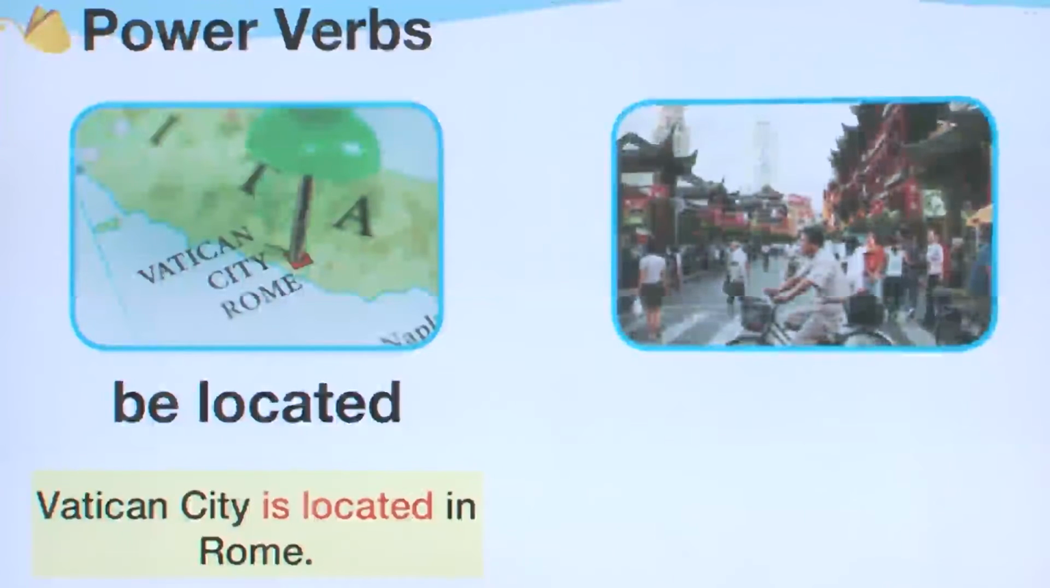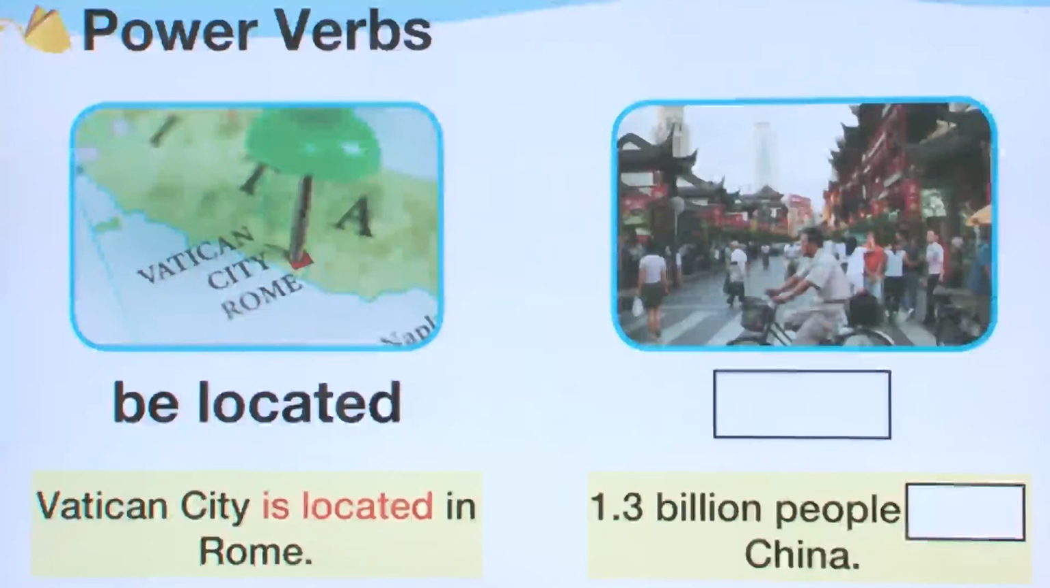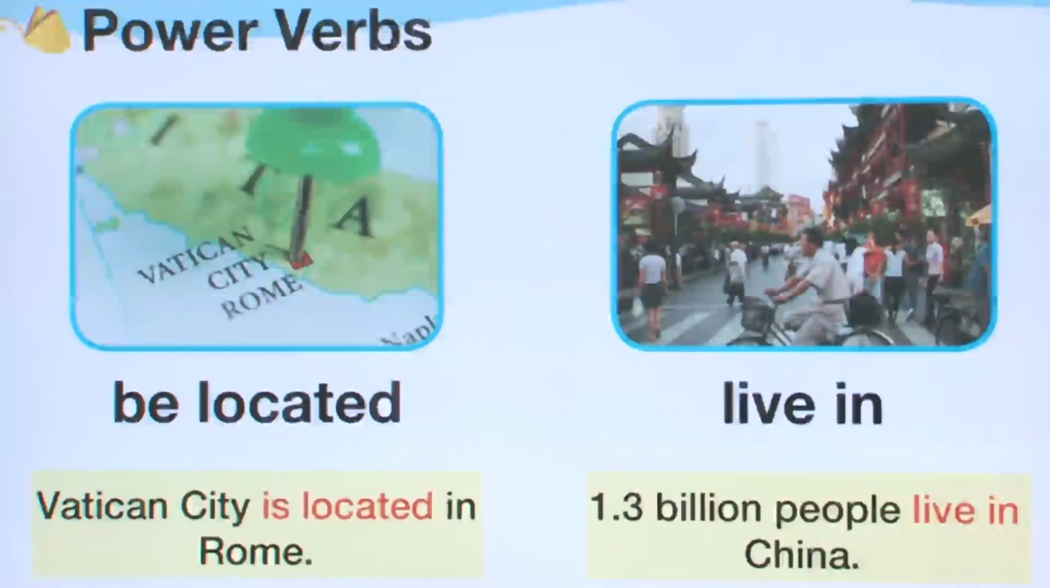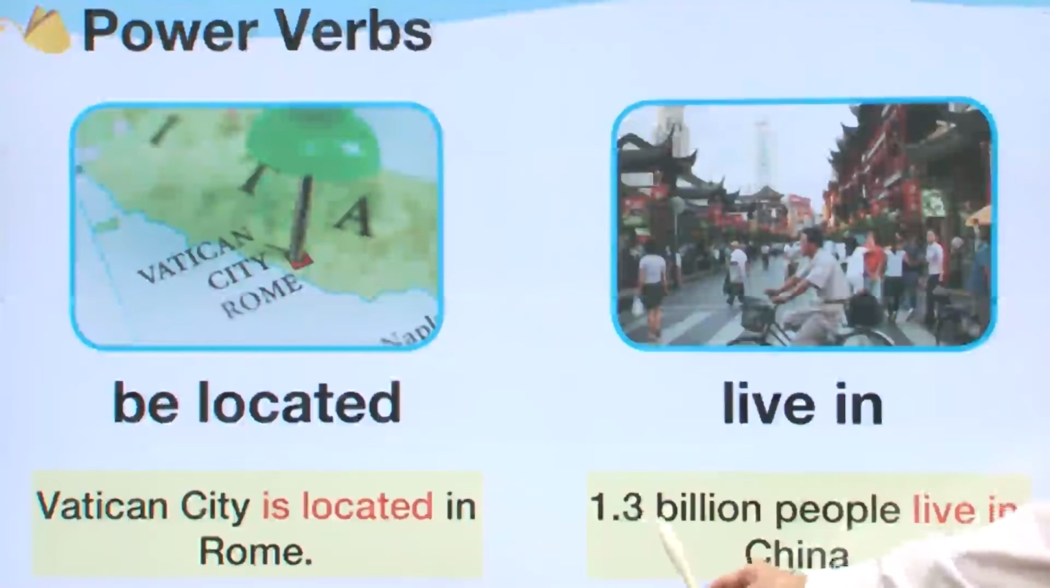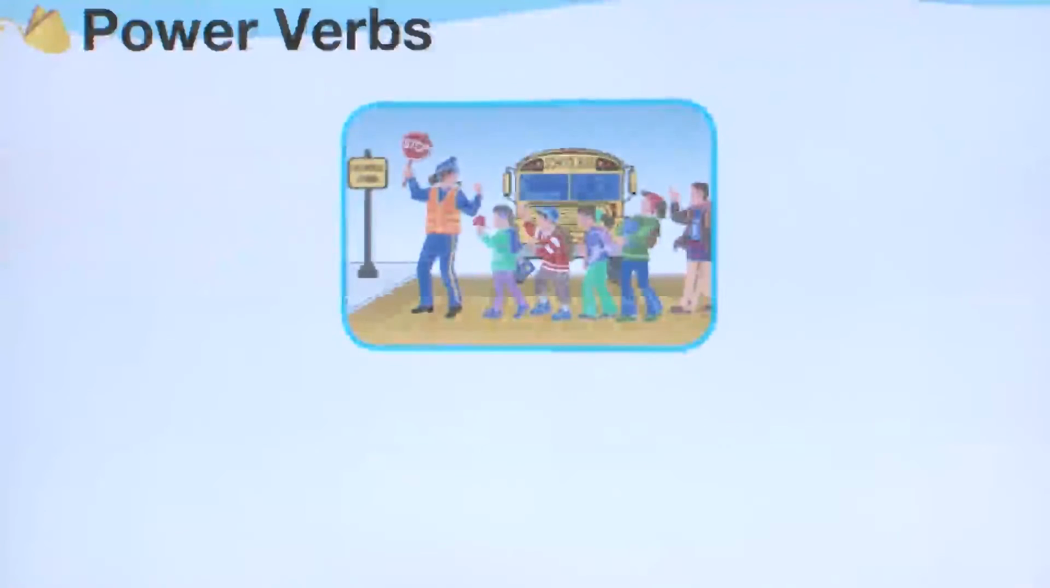Now, what's this one? 1.3 billion people blank China. What's the verb? Live. Live in. Now, let's look at that number. 1.3 billion people live in China. That's a lot of people. Wow!